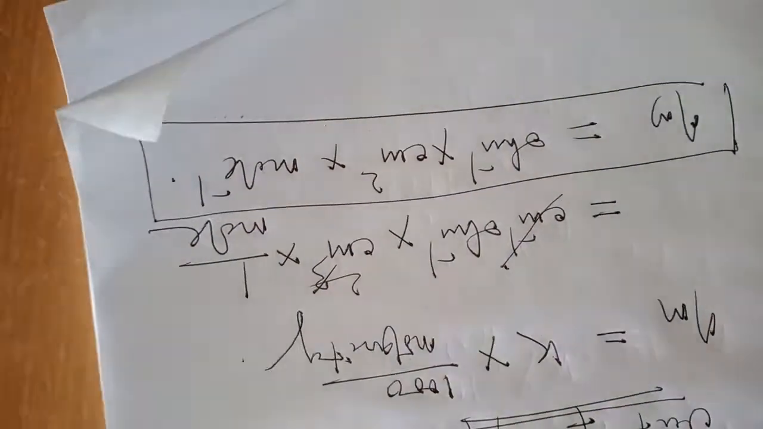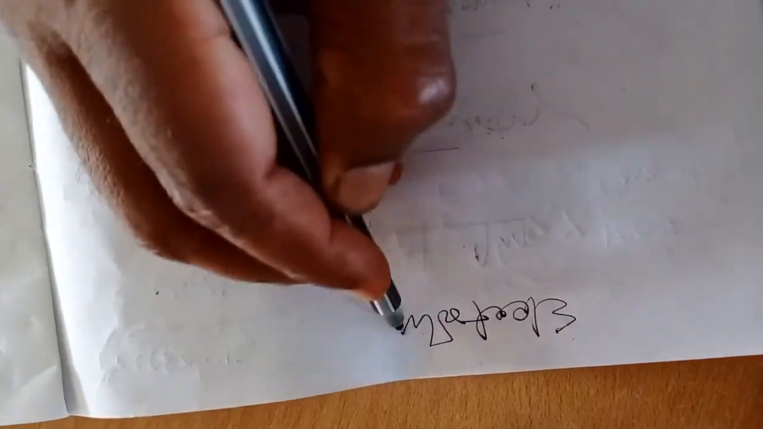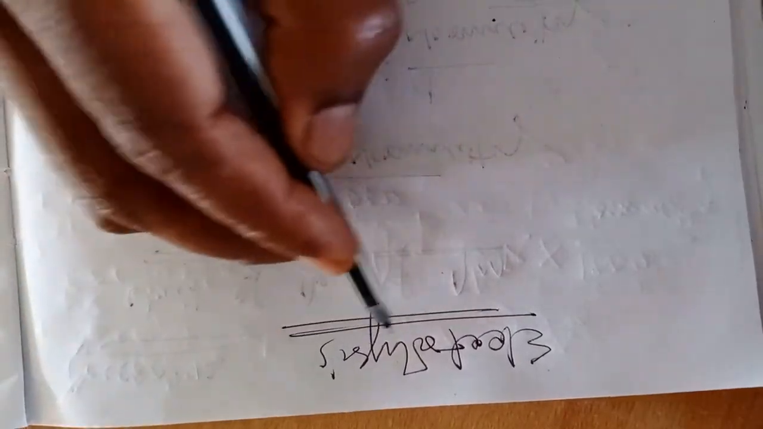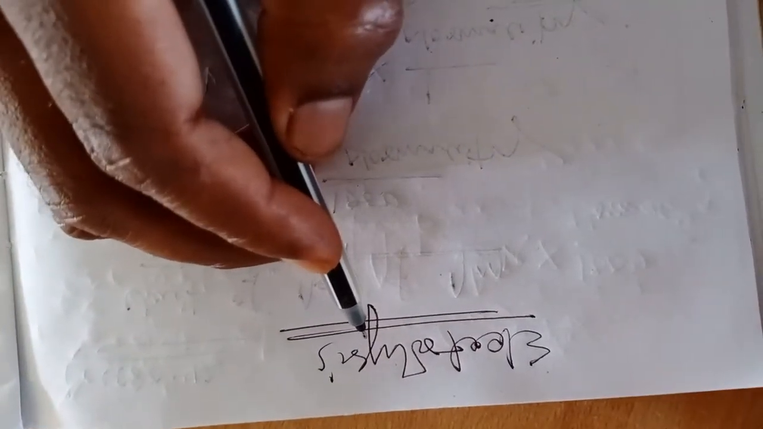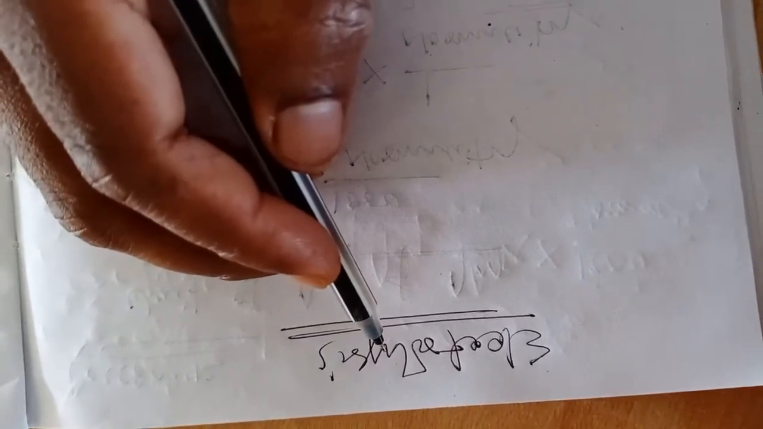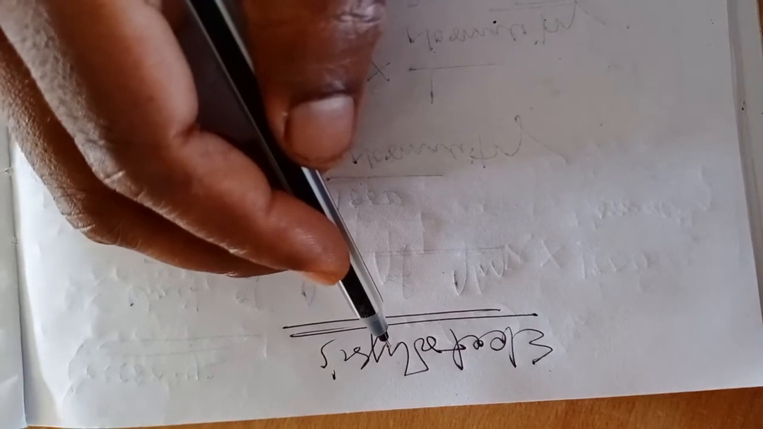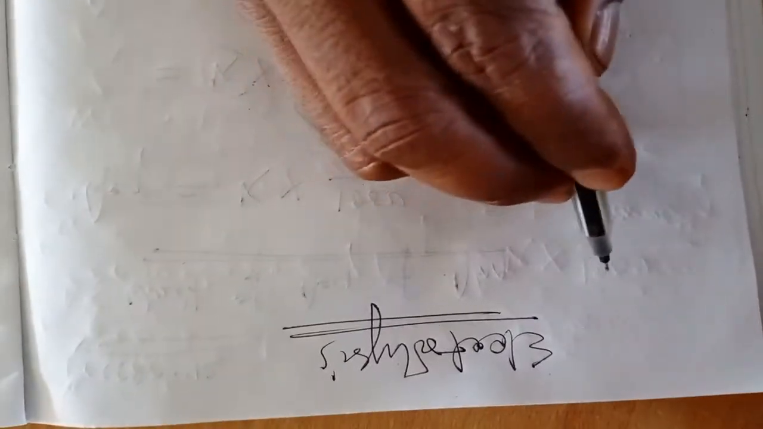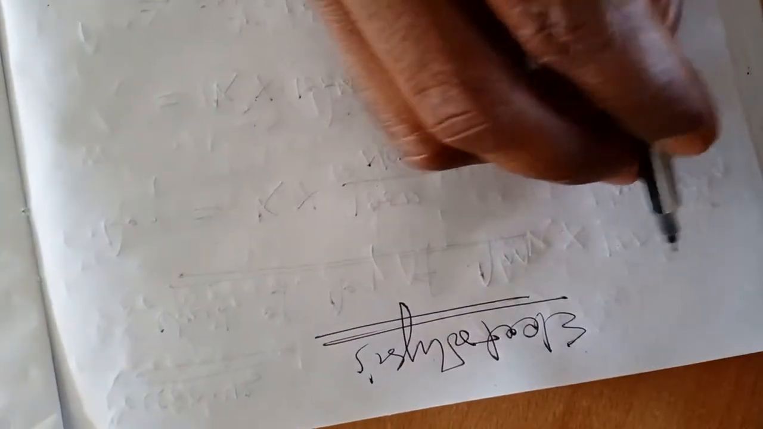Now we will see electrolysis. Electro means electric current, lysis means breakdown. That means by the help of electric current we break down certain substances. We will see what that substance is. First we see the definition.